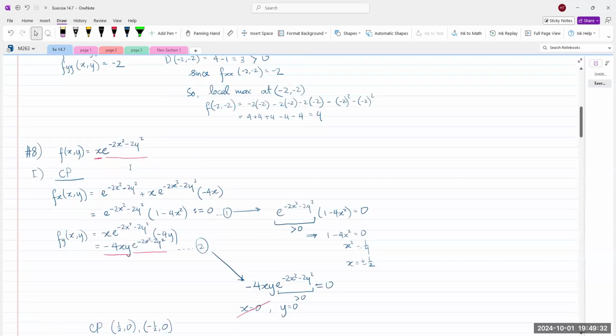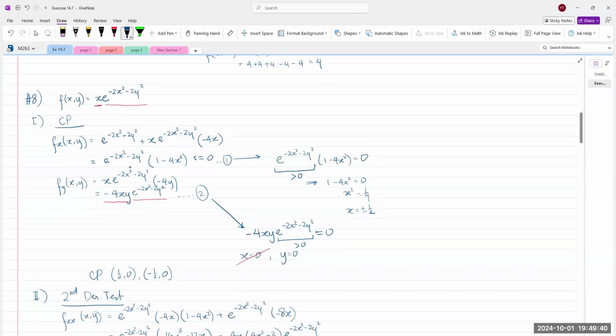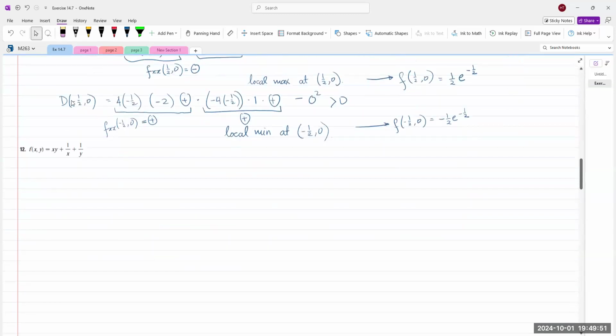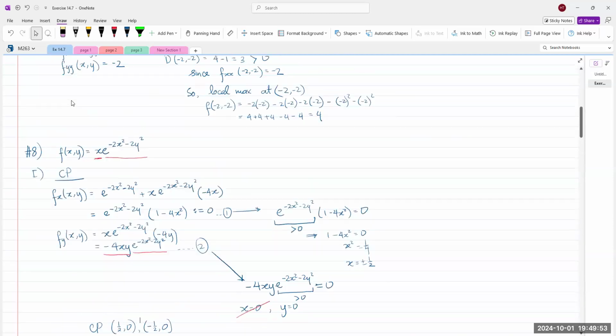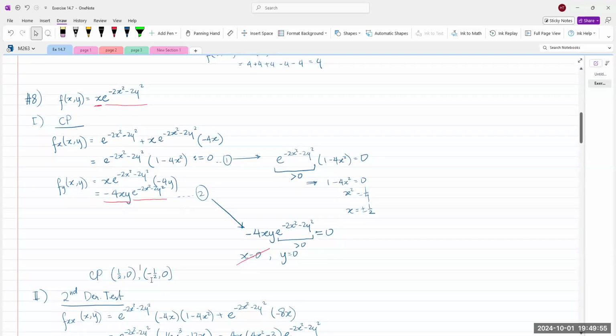Too bad it's not symmetric with respect to x equals y line, right? So we may have different, you see that the critical points do not have the x equals y situation. However, when you look at the next one, number 12, oh, you know what? How about we try to graph this number 8? Let's try to graph this number 8. Let me see. How do I want to graph this?